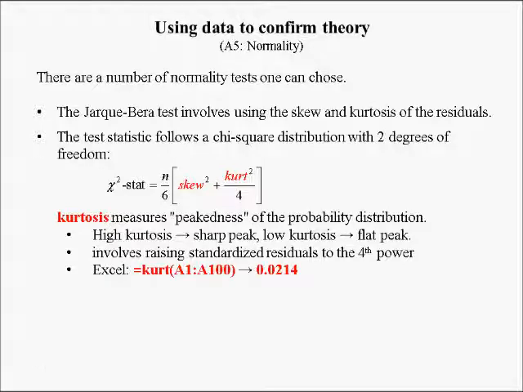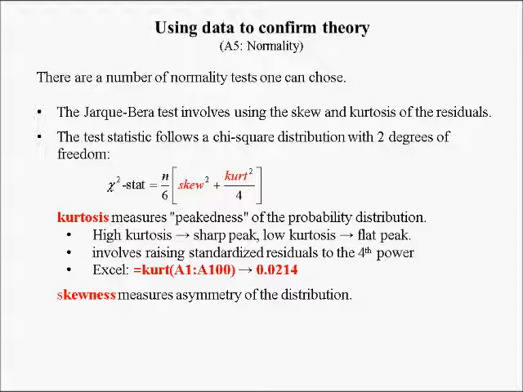Excel can compute the kurtosis. All you do is type equal KURT, parentheses, A1 to A100. A1 to A100 is where your residuals are located. And then you just hit enter, and what will show in that cell will be 0.0214.